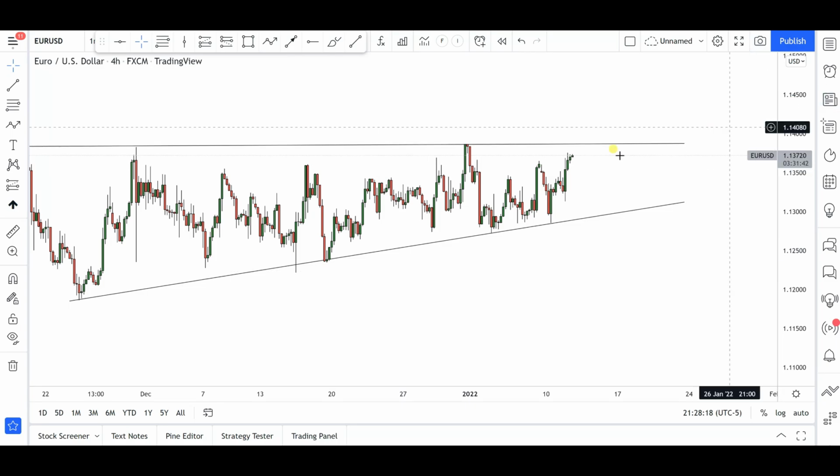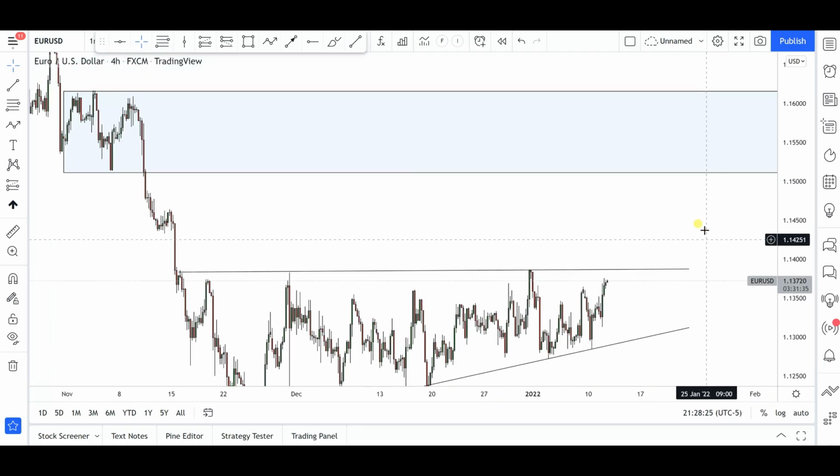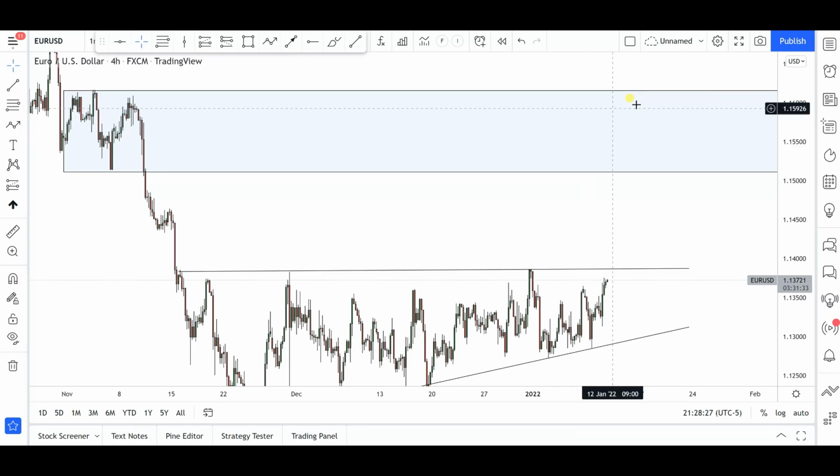However, keeping an eye on possible manipulations to the upside towards 1.1400, or even possibly into this particular supply zone that I have mapped out here from the weekly time frame. All right, so only time will tell. So just keep an eye on this, but in the long term, personally, my preferred move is going to be a clear move to the downside.